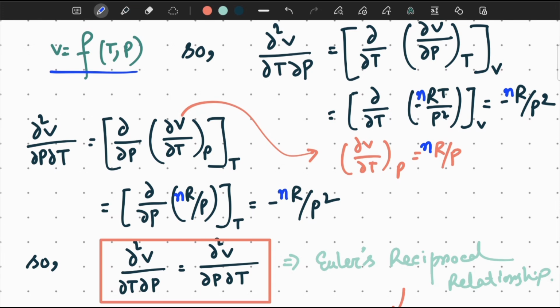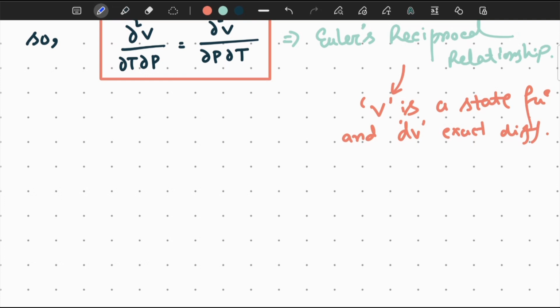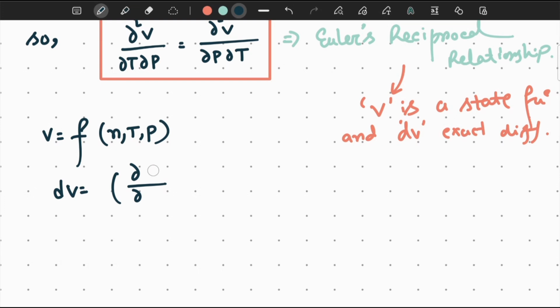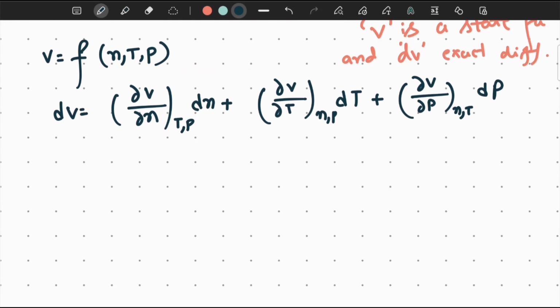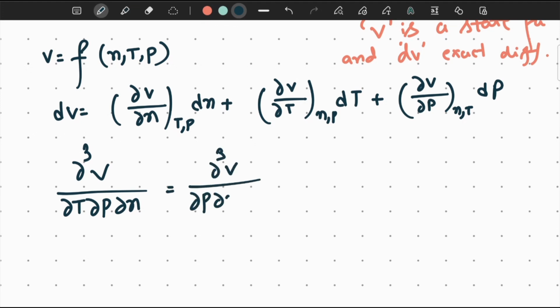But if n is not a constant, then you will be in trouble. Not trouble basically, then you have to write that V is a function of n, T and P. Then dV will be (del V/del n) at T, P constant dn plus (del V/del T) at n, P constant dT plus (del V/del P) at n, T constant dP. So three terms will be there, and it is an exact differential, right? So ultimately you can show that the mixed third derivatives are equal.